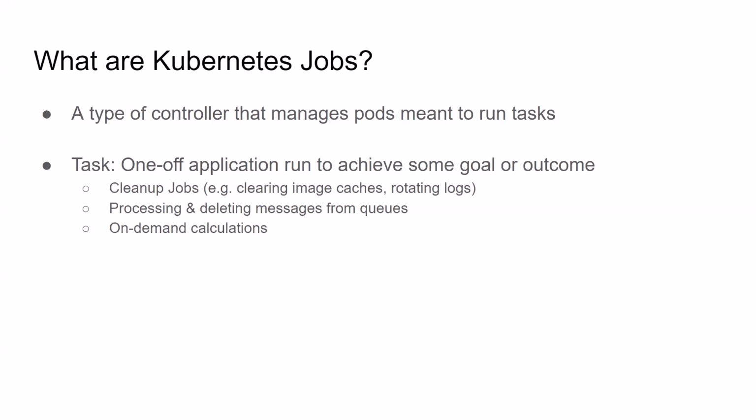Jobs are great for a few things, like cleanup jobs, such as clearing image caches or rotating logs on a host. They're also great for processing or deleting messages from message queues. And they're also really good for doing on-demand calculations, which is why you might see jobs often used for serverless implementations that are run on Kubernetes. So now that we know what jobs are, let's take a look at a sample job.